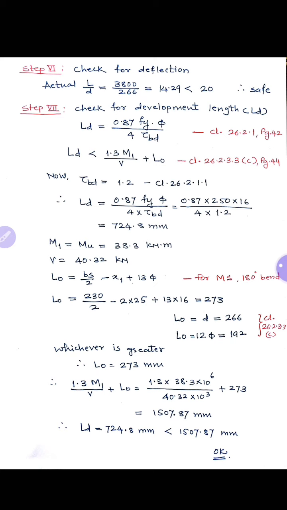So we are going to calculate this L by D ratio, 3800 by 266, which comes out to be 14.29, and it is less than 20. So it is safe based on control of deflection criteria. Now we have to check for development length.